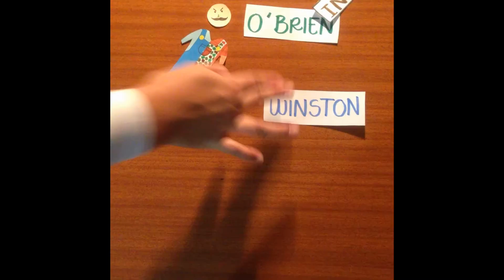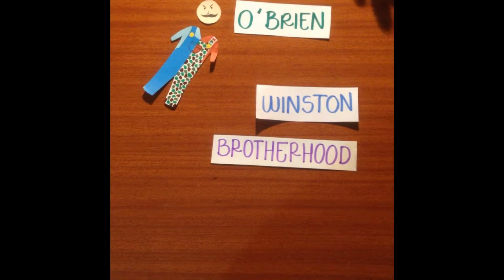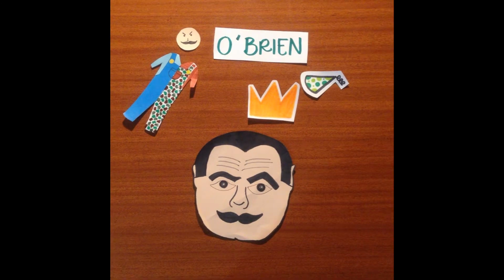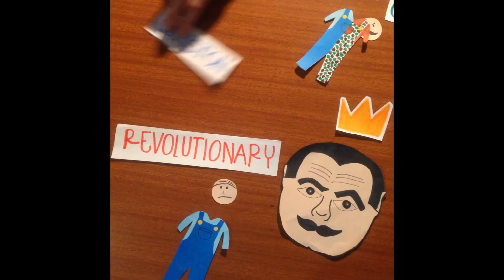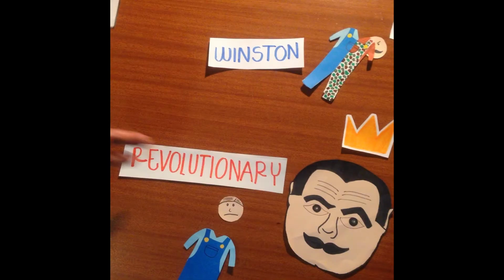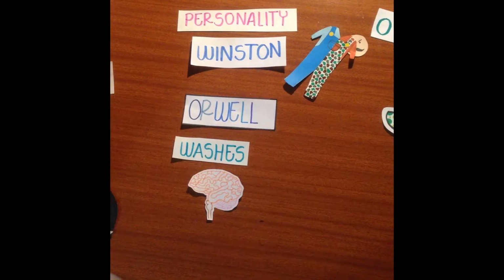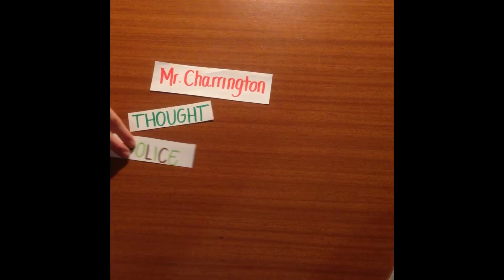O'Brien is a powerful member of the Inner Party who gained Winston's trust by pretending to be part of the Brotherhood. He represents the cleverness and mystery of the party and of the entire system due to his ability to trick a revolutionary and intelligent character as Winston is. Orwell gives a complete turn to O'Brien's personality when he reveals how O'Brien tortures and brainwashes Winston in the name of the party.